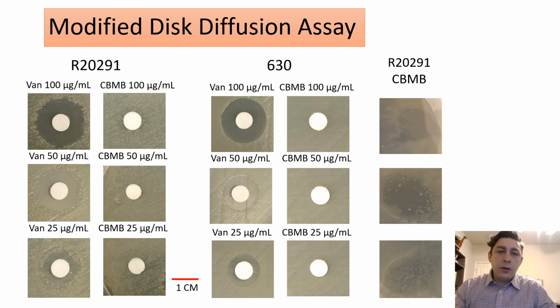To our surprise, though, the assay was unsuccessful in what we wished to accomplish. We can see that for both strains, R20291 and 630, vancomycin had a clear zone of inhibition, while CBMB only showed a very slight clearing for R20291 at 100 micrograms per milliliter. I think this may be due to CBMB not being able to easily diffuse out of the disc as vancomycin can, or it might be due to some other factor that I'm not aware of.